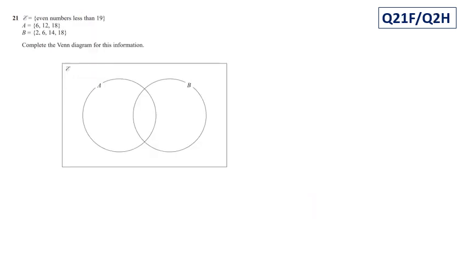Okay, so question 21 shows a Venn diagram, and we're told that the universal set, which is represented by this symbol here, has all the elements that are even numbers less than 19. So to begin, we're going to write down all the elements in this universal set which are even numbers less than 19. So 2, 4, 6, 8, 10, 12, 14, 16, and 18.